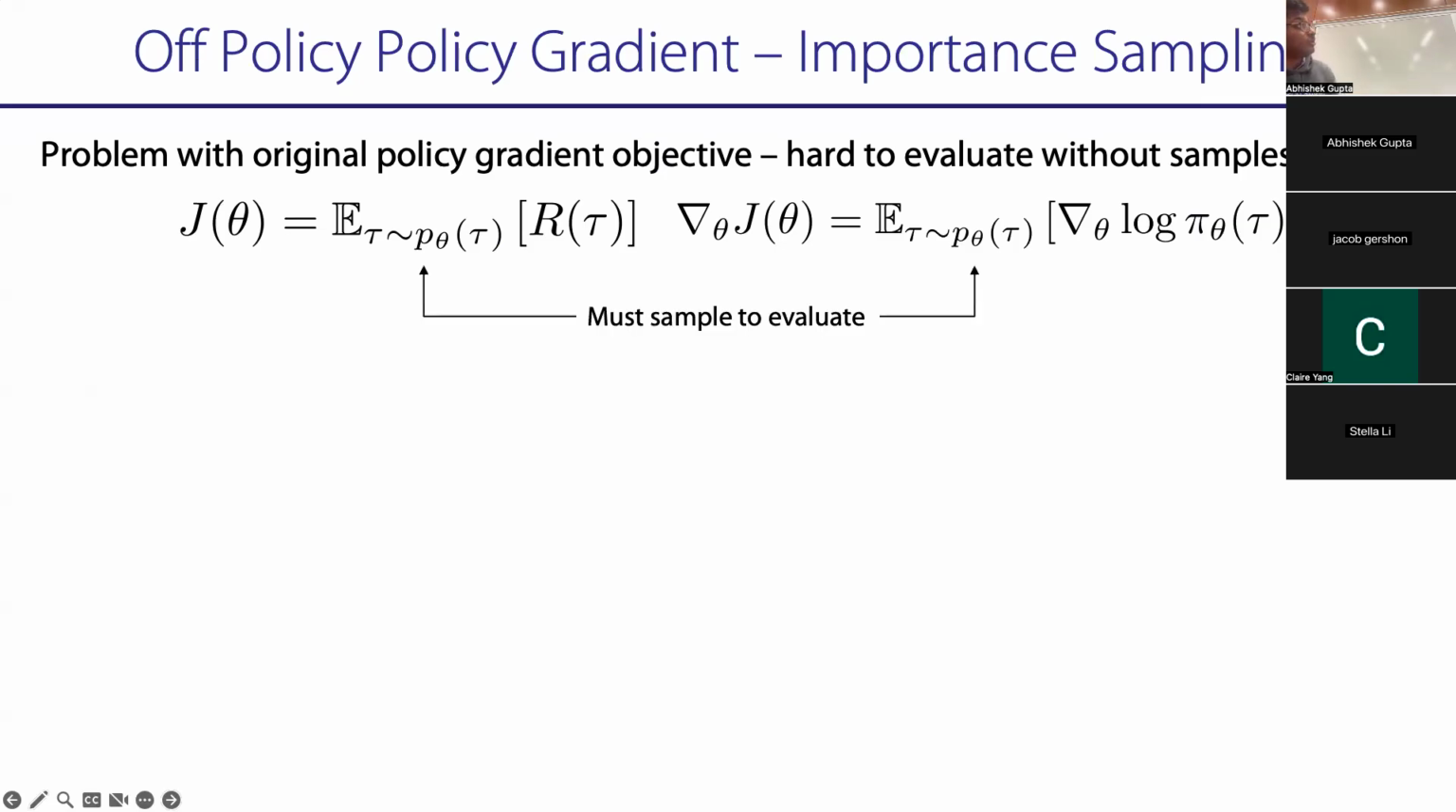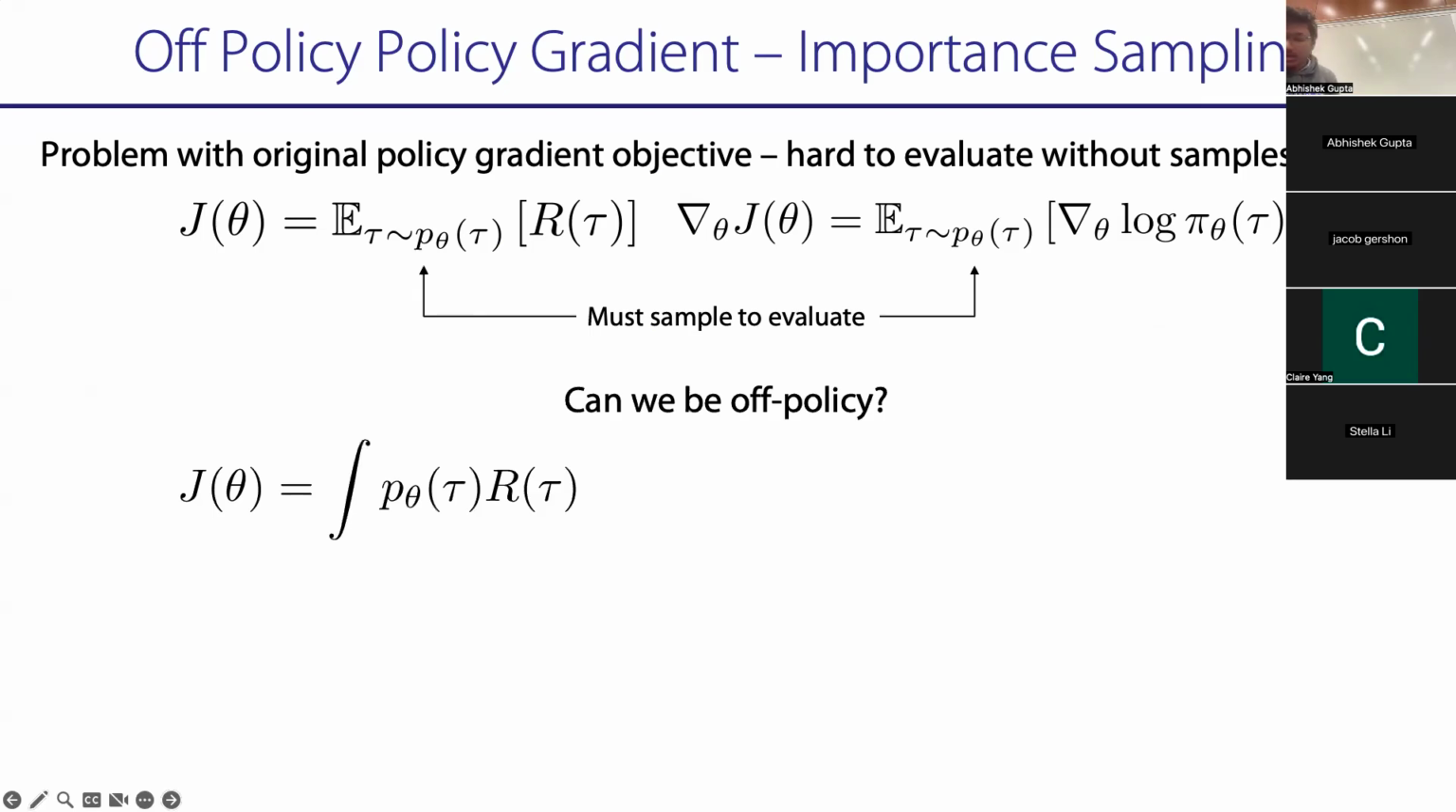So both the objective and the gradient require you to sample from your current policy, which means that anytime you take a gradient step, so you went from theta to theta prime, you need to resample. You need to resample everything. So, pain. Okay. So the question is, can we be off policy? And so the main idea we're going to use is something called importance sampling, right?